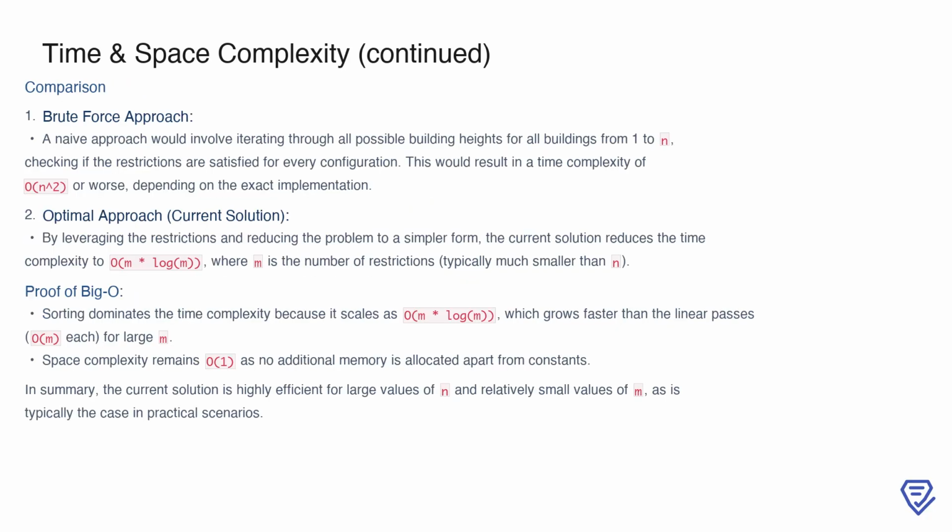Finally, let's compare this optimal solution to a brute force approach. A naive method would involve iterating through all possible building heights for every building from 1 to n and verifying whether the restrictions are satisfied for each configuration. This would result in a time complexity of n squared, or worse, depending on the exact implementation, making it impractical for large values of n.